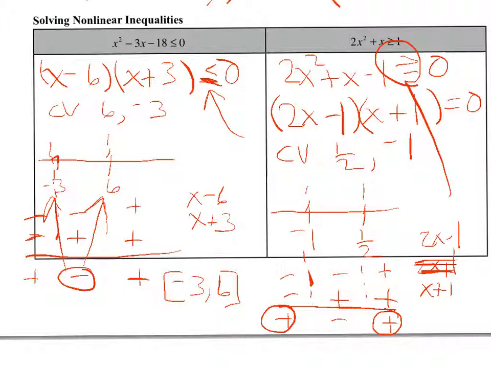So we're going from negative infinity up to negative 1, and we are including the endpoint, negative 1, because that's the number that satisfies the equality part of my inequality. Union, starting with 1/2, and again I include 1/2 because that also satisfies the equality part, 1/2 to infinity.